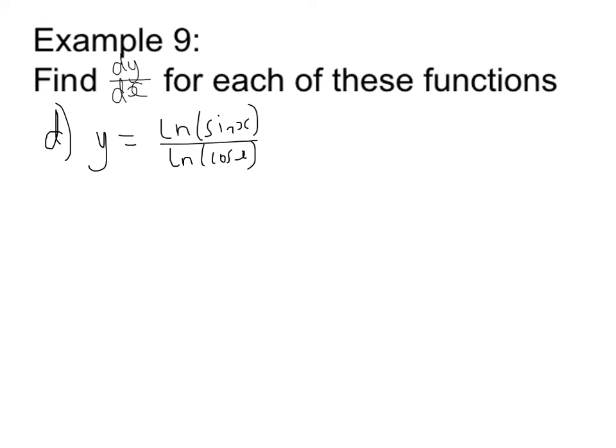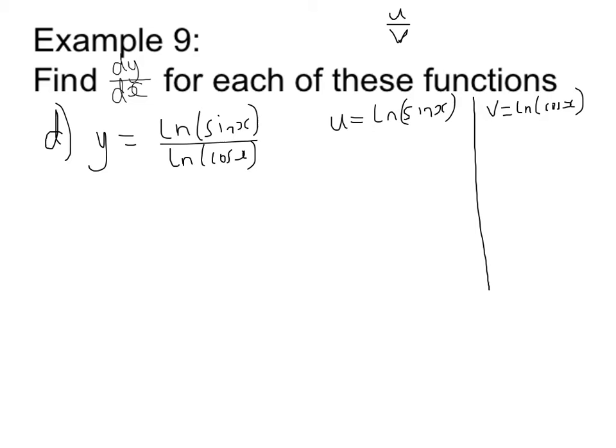Okay, part d looks like the hardest thing yet. It's one function divided by another one, so we're going to use the quotient rule, which is when you've got some function over another one. So in this case, our u equals ln sine x, and v equals ln cos x. Now the thing is, I'm going to have to differentiate both of these, and they look a bit disgusting to differentiate.